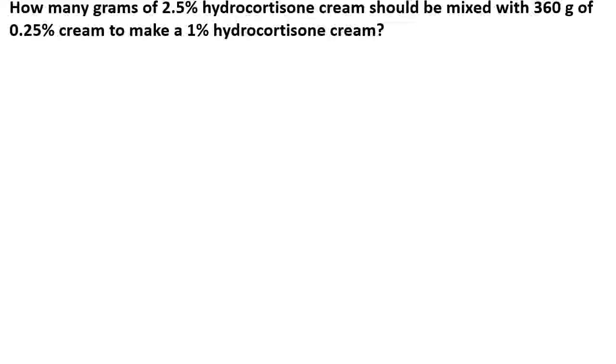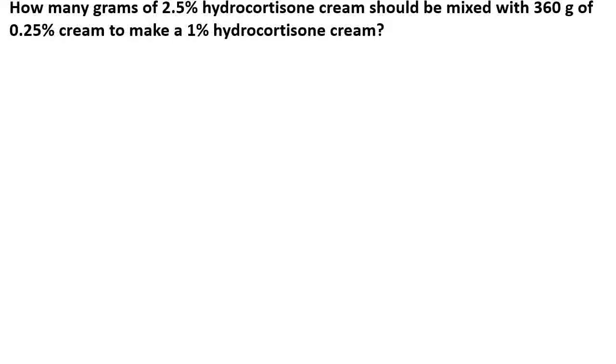This problem needs to know how many grams of 2.5% hydrocortisone cream should be mixed with 360 grams of 0.25% cream to make a 1% hydrocortisone cream. Okay, and in order to solve this problem, we should first know something that's very important.